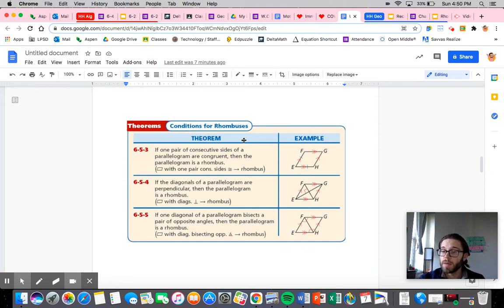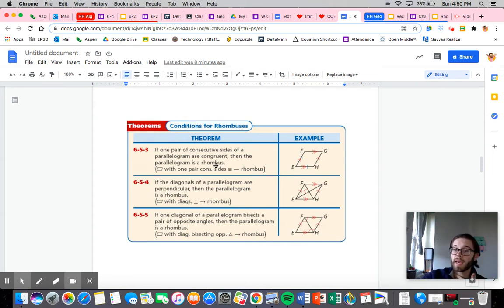If you know that it is a parallelogram, I'm going to start with that every time, and you have two consecutive sides that are congruent, it's a rhombus. The reason behind that is we know opposite sides of a parallelogram are congruent. So clearly, if this side is congruent to this side, and this side is congruent to this side, and this side is congruent to this side, they're all congruent. So that's why if you have two consecutive sides, it works.